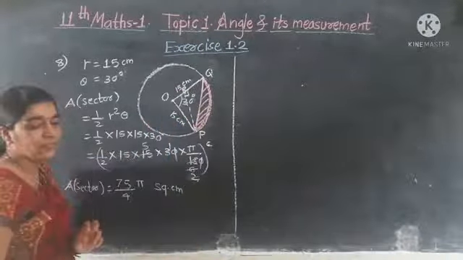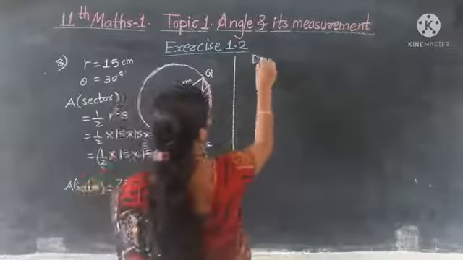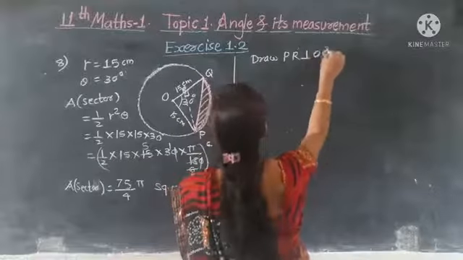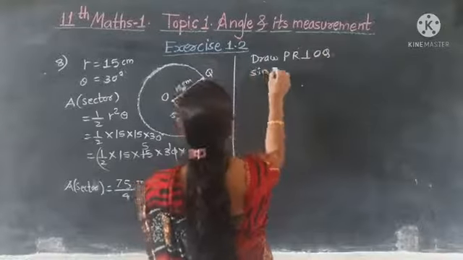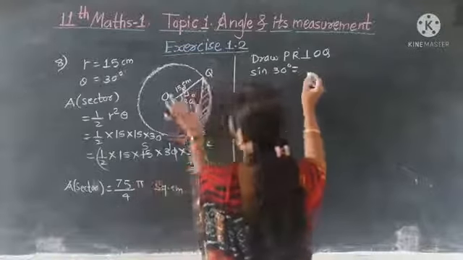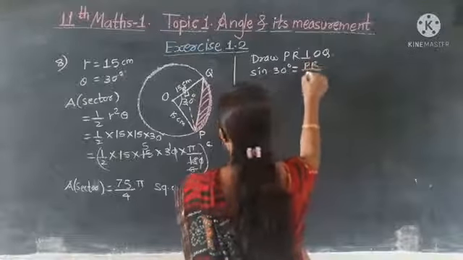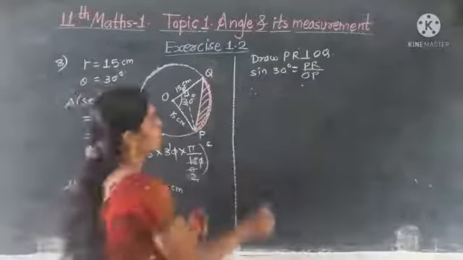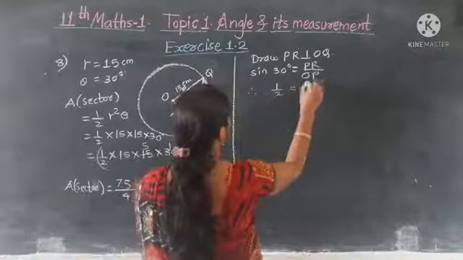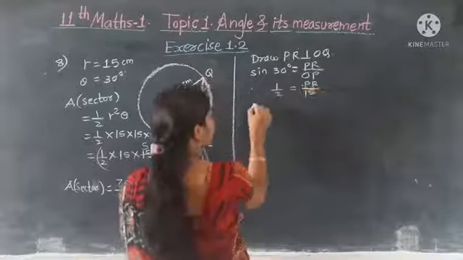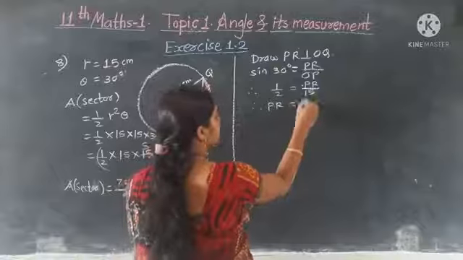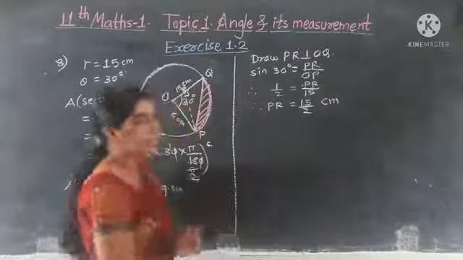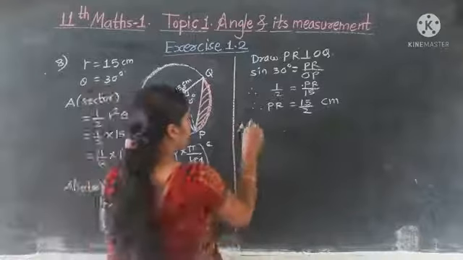Now we want area of triangle. For this you draw perpendicular PR perpendicular to OQ. Now we use sine 30 degree is equal to PR upon OP. What is the sine 30? Sine 30 is half. Half is equal to PR upon OP is 15. So we get PR is equal to 15 upon 2 centimeter. We get PR.